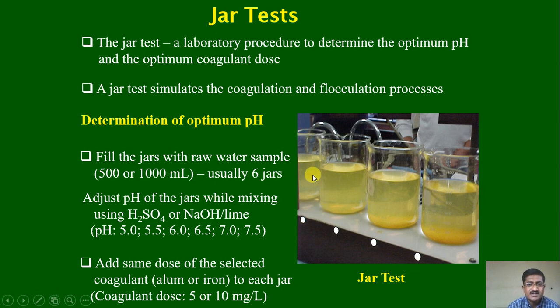It consists of six jars which are provided with stirrers. Fill the jars with the raw water sample, generally 500 or 1000 ml. Adjust the pH of the jars while mixing, using H2SO4 or NaOH or lime. The pH is 5, 5.5, 6, 6.5, 7, 7.5. Likewise, it is adjusted. Add the same dose of the selected coagulant, either alum or iron, to each jar, with a coagulant dose of 5 or 10 mg per liter.